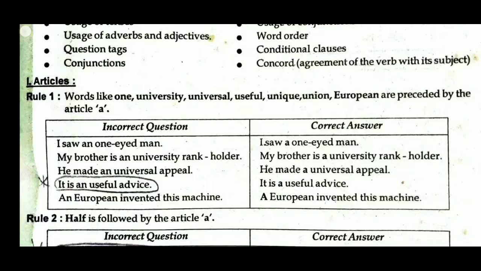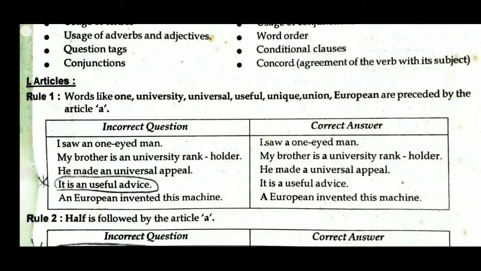Incorrect question: I saw an one-eyed man. What's the error in this sentence? The error is whenever you have one, that should be preceded by a, not an. So the correct answer is I saw a one-eyed man. Second sentence: my brother is an university rank holder. Whenever you find university, that should be preceded by the article a, not an. So the correct answer is my brother is a university rank holder.